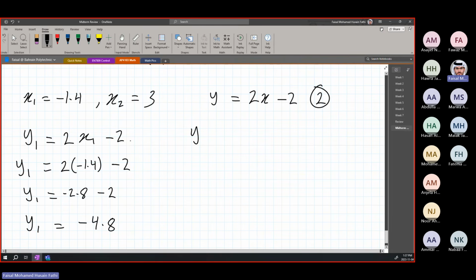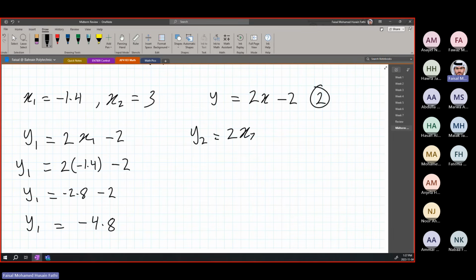y2, exactly the same thing, is equal to 2x2 minus 2. So y2 is equal to 2 into 3 minus 2. y2 is equal to 6 minus 2. y2 is equal to 4. And that's it. That's how you solve it. Okay? Very straightforward, very simple.